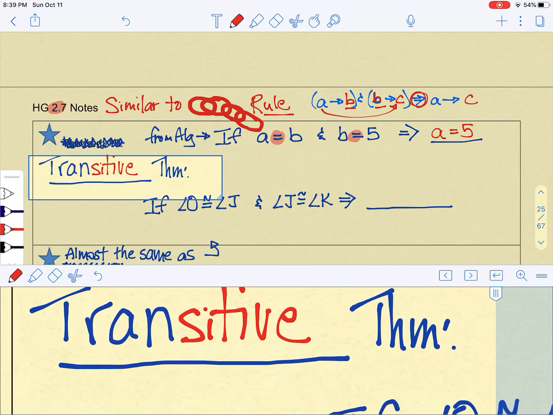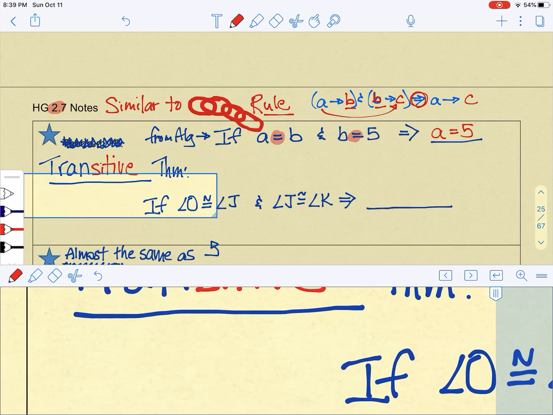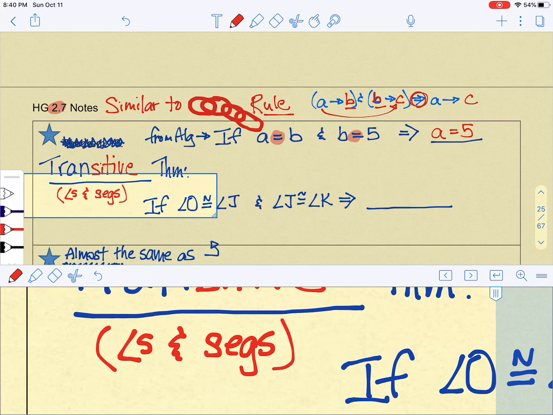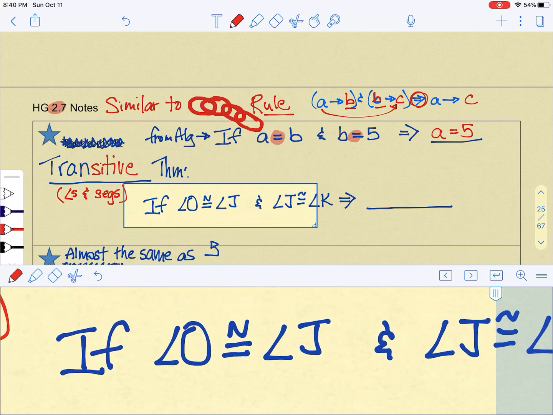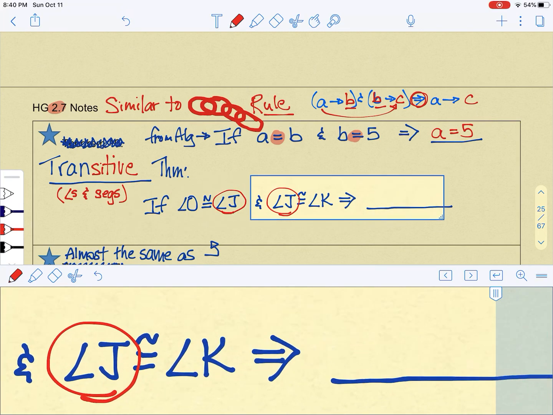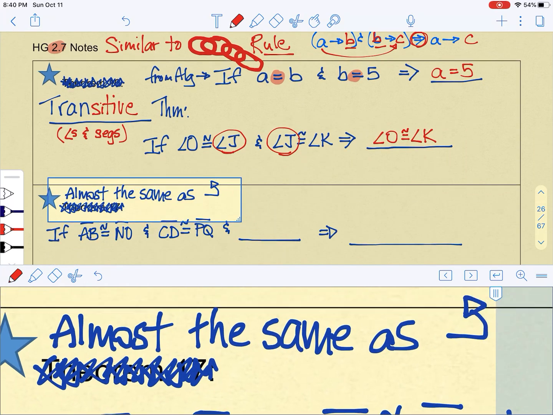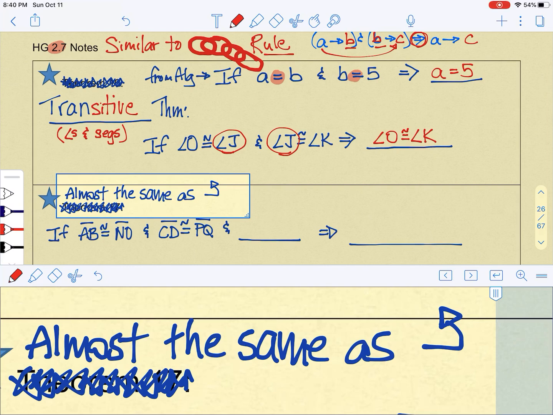All right, so that was a property because of the equalities. In this theorem, which is going to deal not with equalities, but angles and segments, I'm going to write it out here in terms of angles. If angle O is congruent to angle J, and angle J is congruent to angle K, then we know that angle O is congruent to angle K. Okay? There was my bad joke for the lesson.